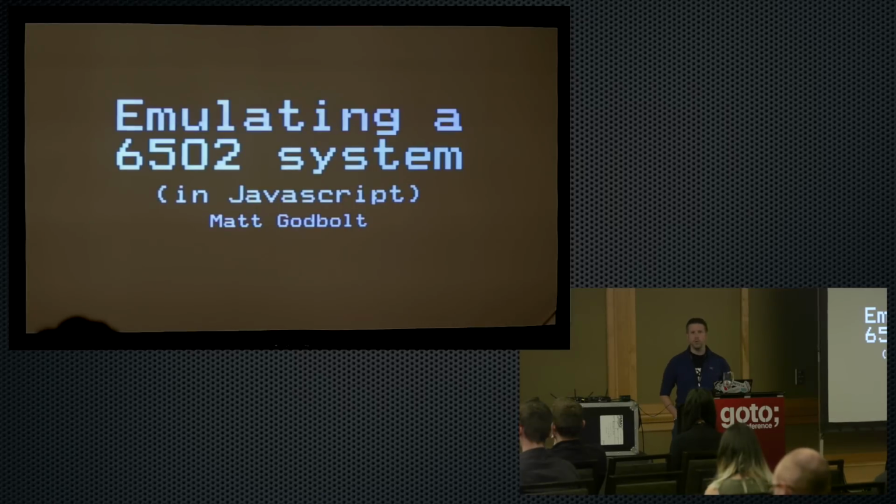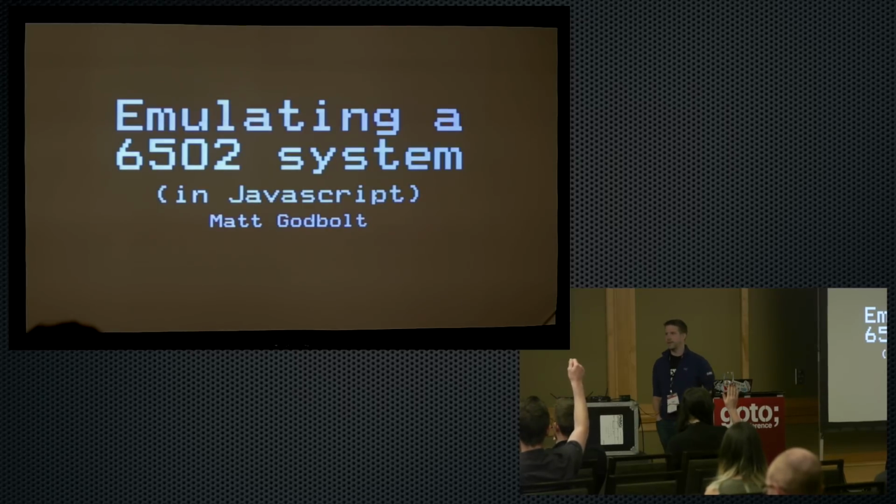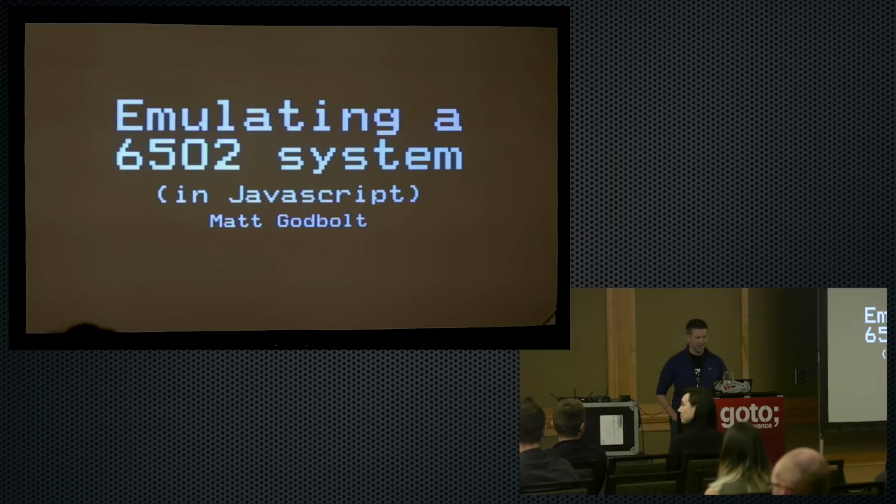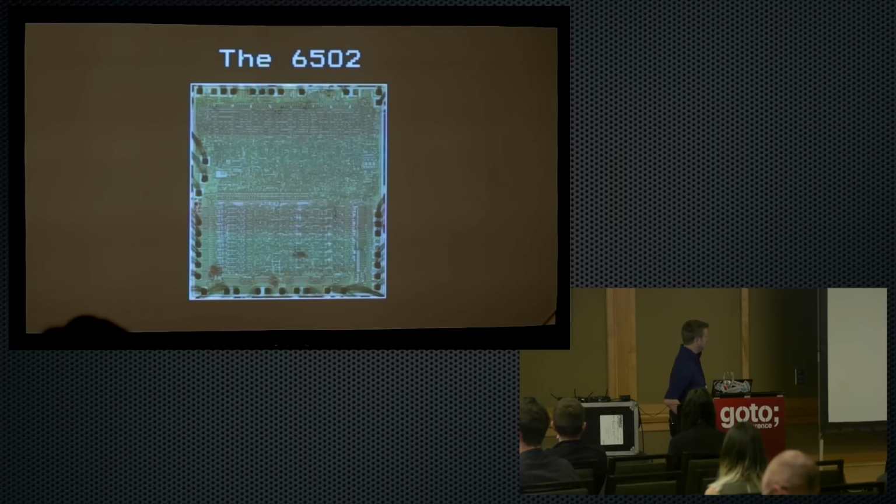All right, so first of all, who has ever used a 6502-based computer? Yeah, a fair number of you. I guess probably you wouldn't be here if you hadn't. So what is a 6502? It is this. It's an 8-bit computer, first made in 1975, so it's just a little bit older than me.